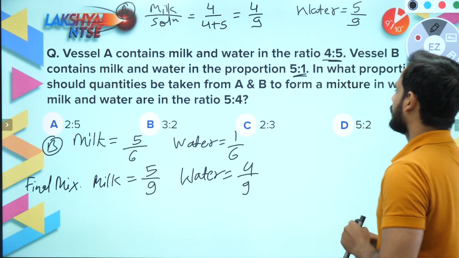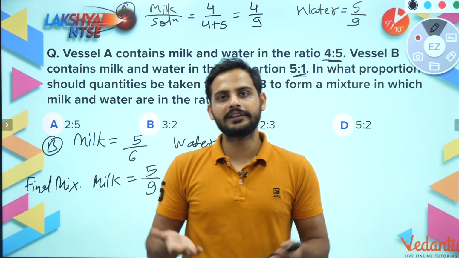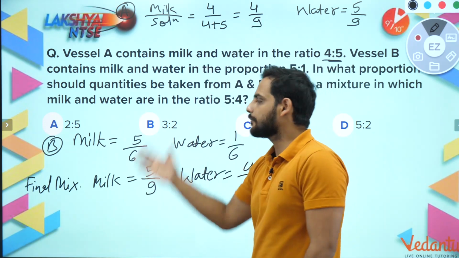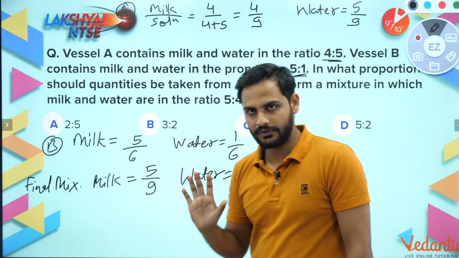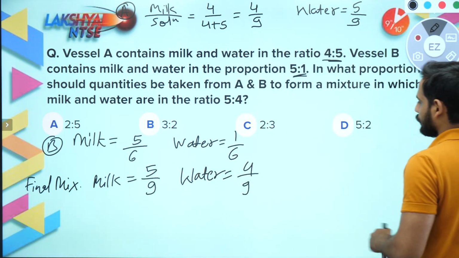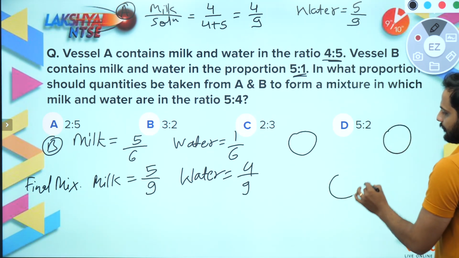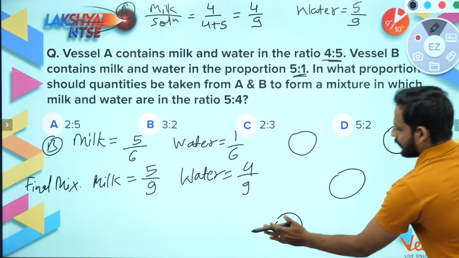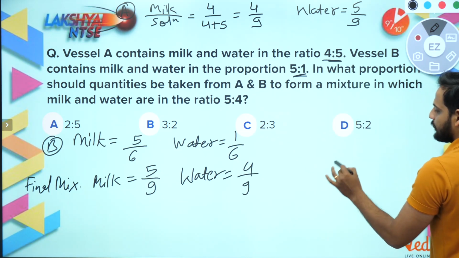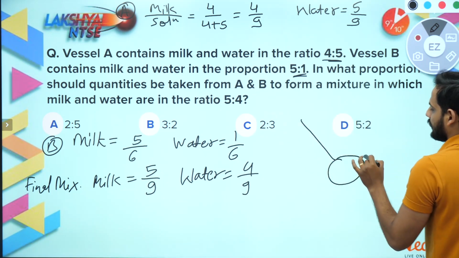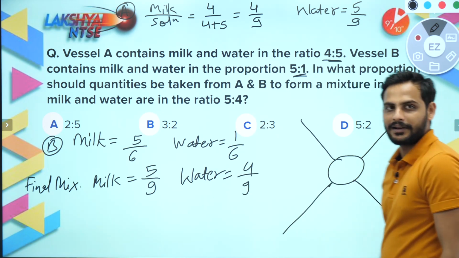Now understand this thing very clearly. To get the solution, either you will use only the quantities, the fraction of the milk, or you will use only the quantity of the water. Any one has to be used. Okay, how is it used? You will draw a figure something like this, or let's make it very simple. In between you will have a circle and something like this. Okay, something like this.